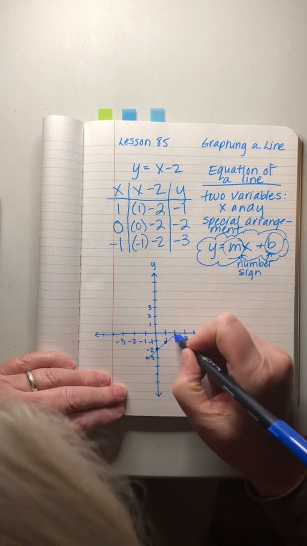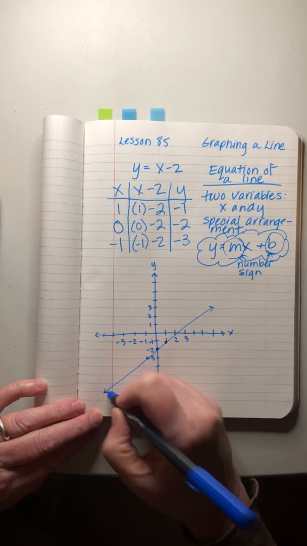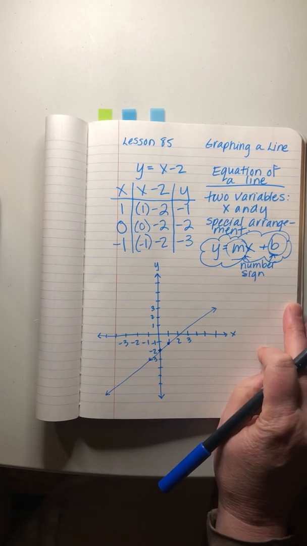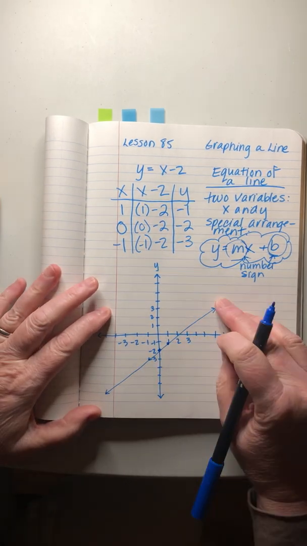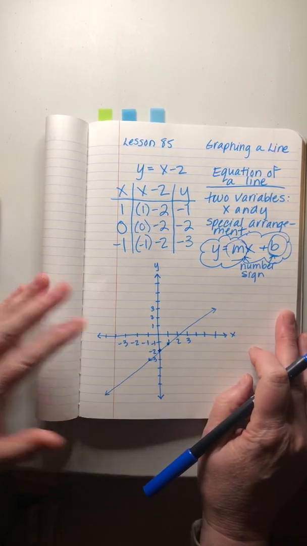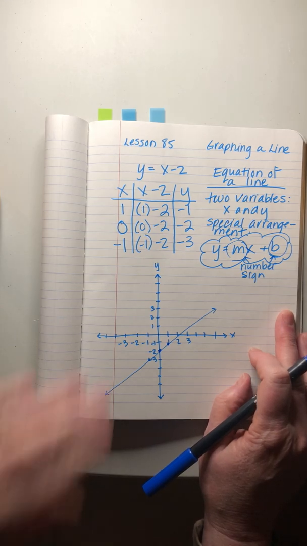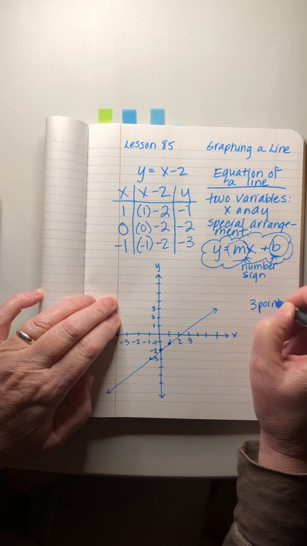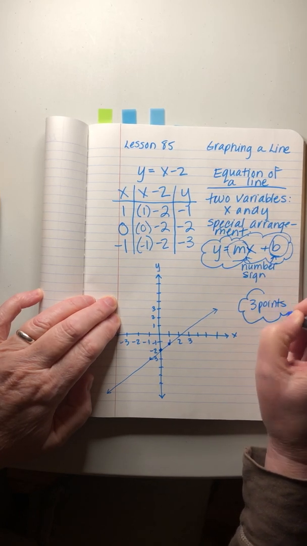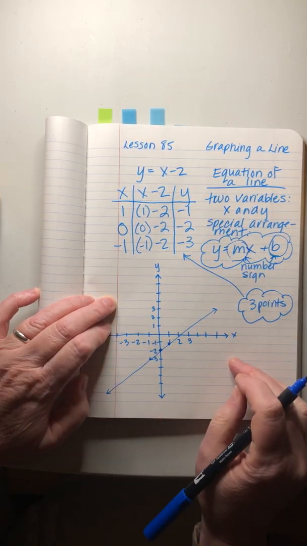The reason we always want to do 3 points is that the 3 points will help you catch an error in your calculation. If you mess up one of these calculations, then your points won't line up and you won't have a straight line. If you just do 2 points, you won't catch a mistake. So do 3 points. That will catch you with any mistakes there.